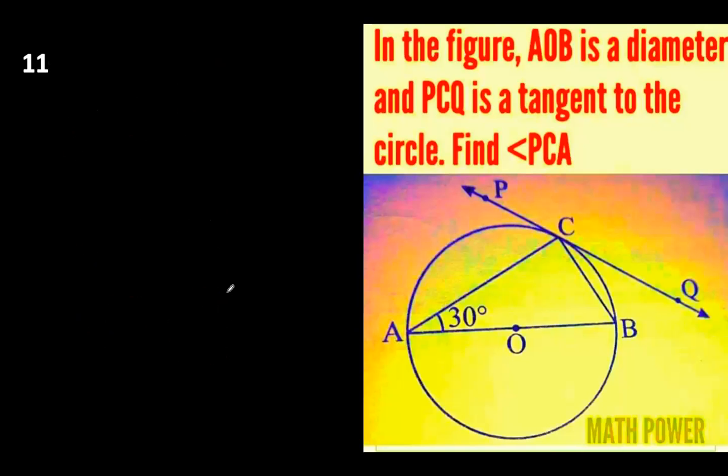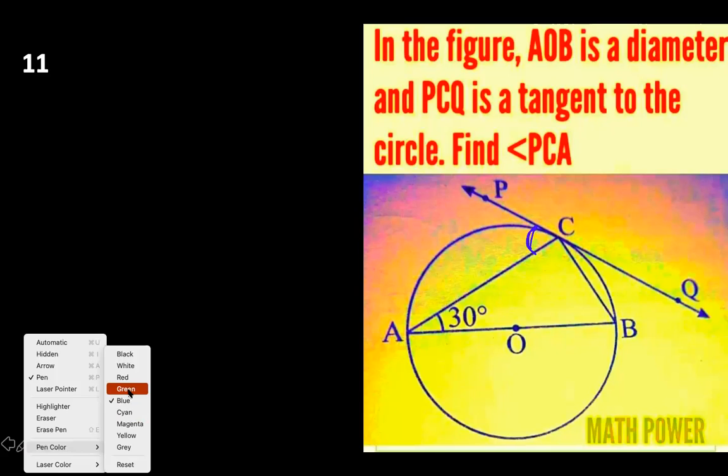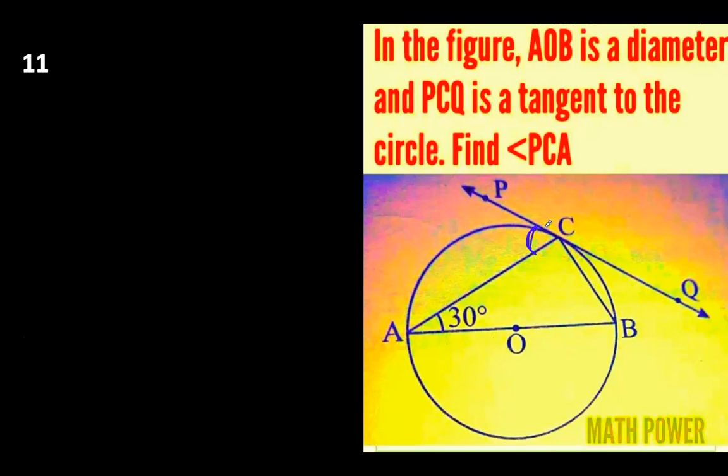And last question. In the figure, AOB is a diameter. Here we go. Diameter, and PCQ is a tangent to the circle. So this is tangent. All right. Find PCA. So we're solving for this. Oh, let's use another color. Let's use red. Okay. So we're solving for this angle.